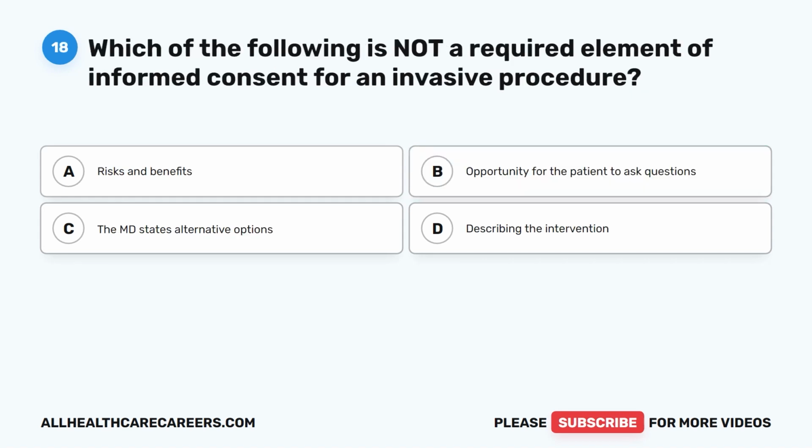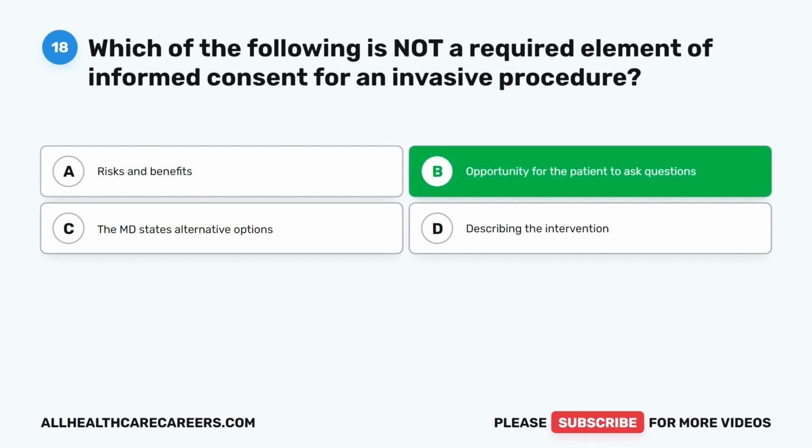Question 18. Which of the following is not a required element of informed consent for an invasive procedure? A. Risks and benefits. B. Opportunity for the patient to ask questions. C. The MD states alternative options. D. Describing the intervention. The correct answer is B.